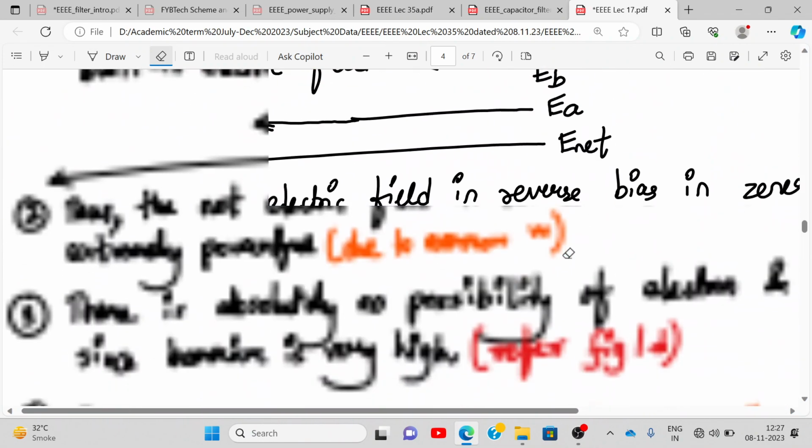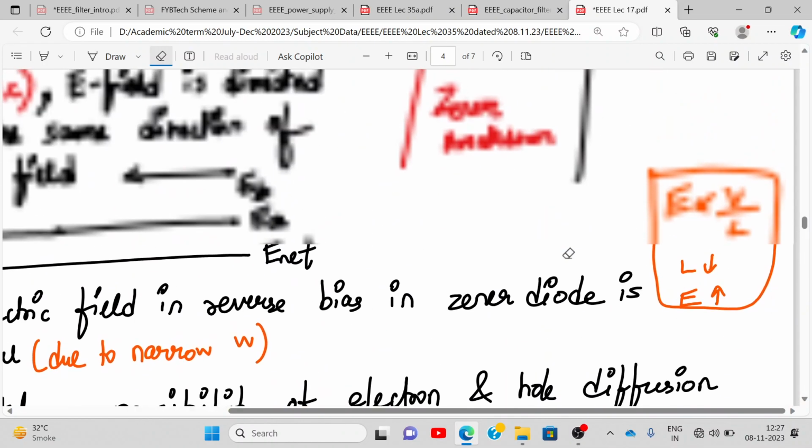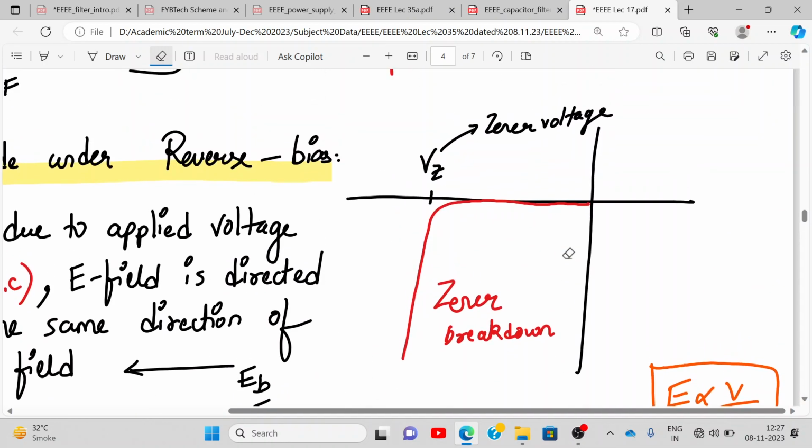Now, one more advantage is there. This Vz is the breakdown voltage. It is called a Zener voltage. Can you see what advantage you see over here?